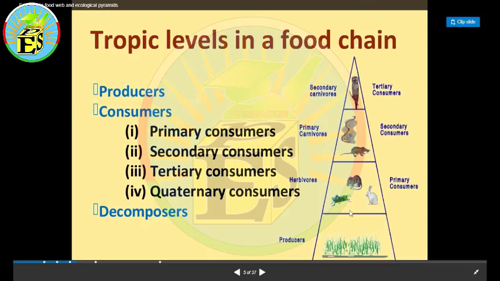The first one who is consuming the energy is primary, and the second who is consuming from the primary consumers is secondary, and the third who is consuming the secondary consumers will be tertiary, and the one who is consuming the tertiary consumers will be quaternary. And then there are decomposers. Decomposers are those which rely only on dead organisms. They eat dead organisms.